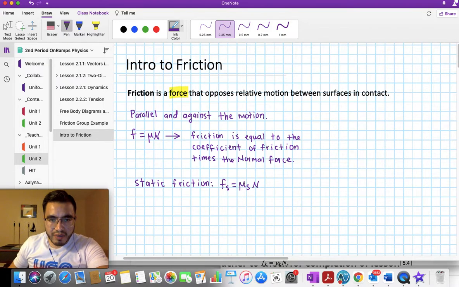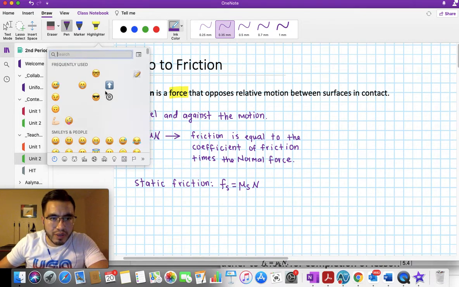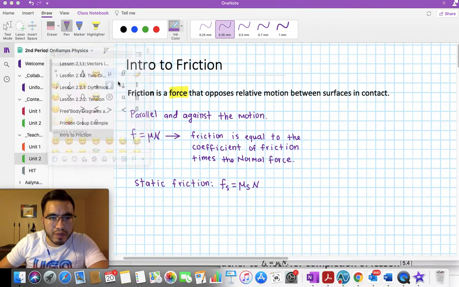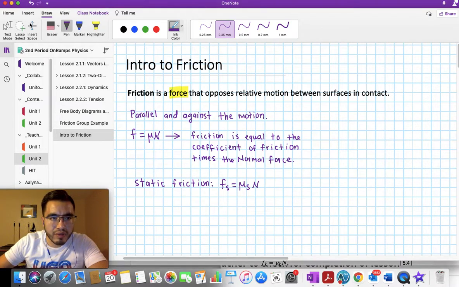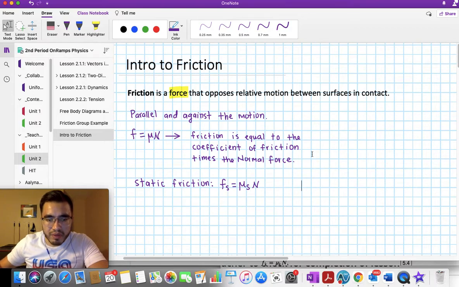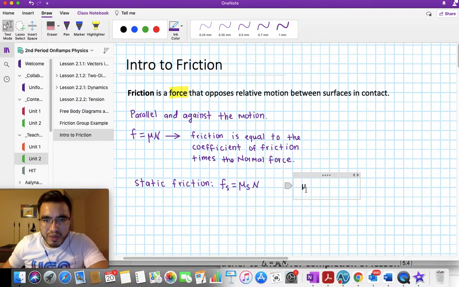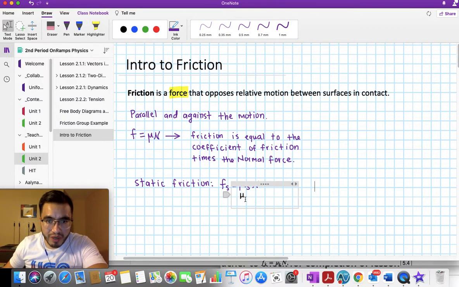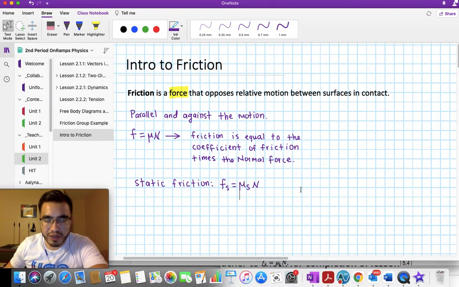This letter, I didn't say it right, this letter is the Greek letter mu. So let me show how it should look. It should look like this one. You know, it's not that different, right? So that's the Greek letter mu. Okay, just so you know, that's the coefficient of friction.